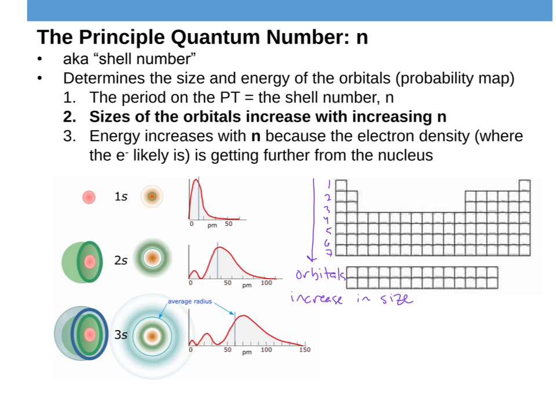They increase in size, they get bigger. So if you have an orbital here, this would be a 1s orbital, you'd expect the 2s to be bigger, and the 3s to be bigger, and the 4s to be bigger, all the way down to the 7s, which would be the biggest of all of them. And here are some diagrams showing exactly that, right?